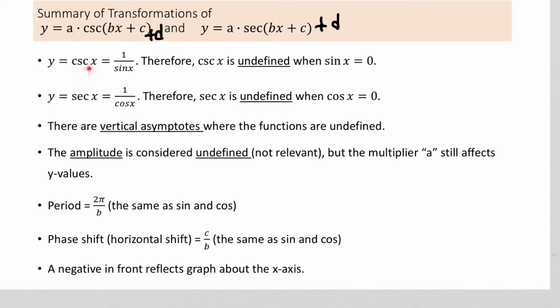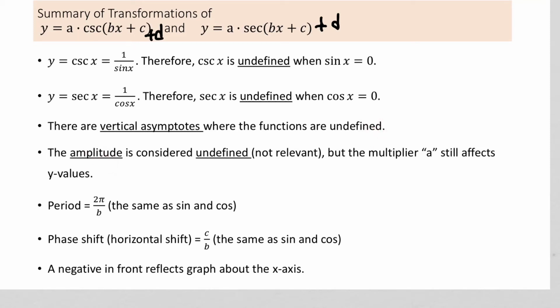All right, so the cosecant is 1 over the sine of x, and we said that the cosecant is undefined when the sine is equal to 0. And then we said the secant of x is 1 over the cosine of x, and the secant of x is undefined when the cosine is equal to 0. The vertical asymptotes occur where these functions are undefined, and those are the vertical dotted lines that we drew.